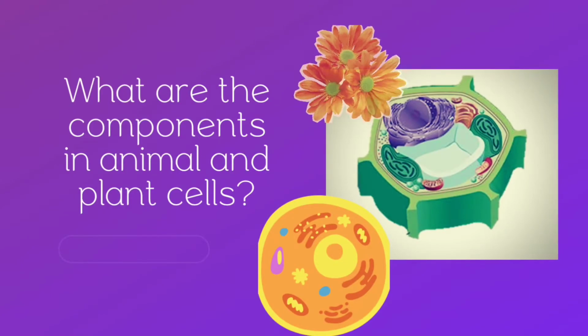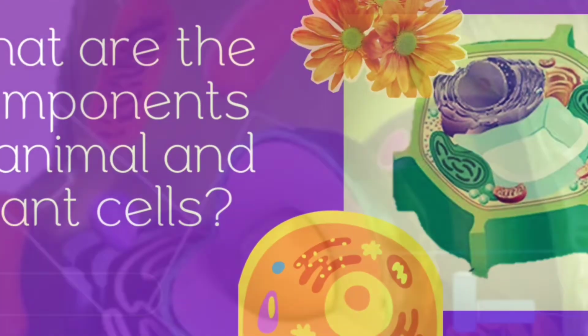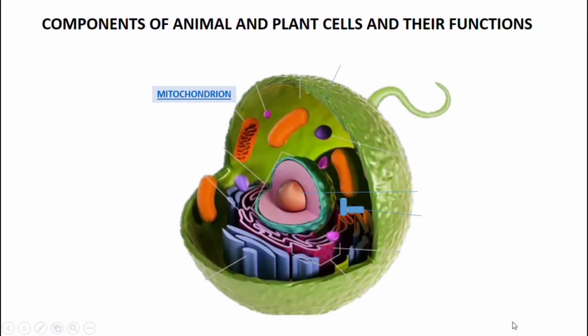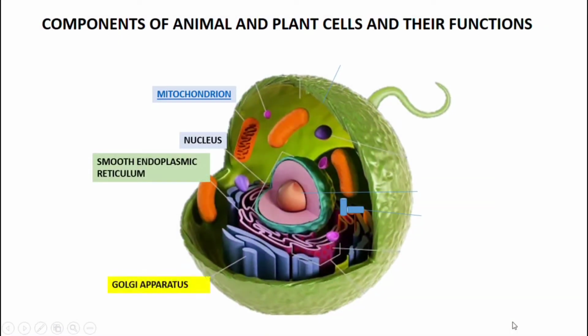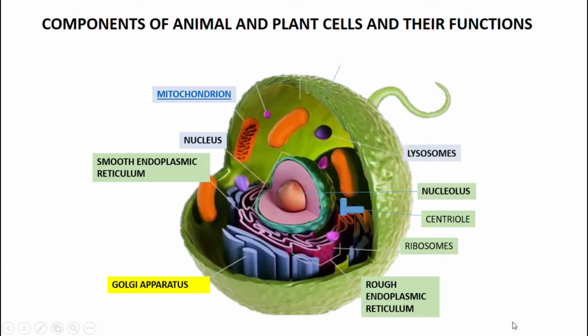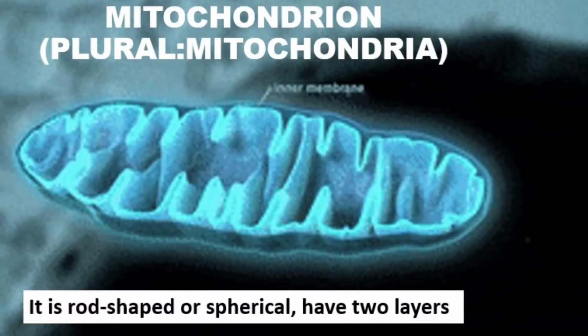What are the components in animal and plant cells? Here we go. In animal cells, it contains mitochondria, nucleus, smooth endoplasmic reticulum, Golgi apparatus, rough endoplasmic reticulum, ribosome, centriole, nucleolus, lysosome, plasma membrane, and cytoplasm. Let me discuss each component.